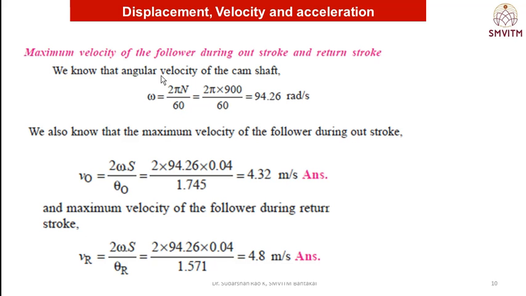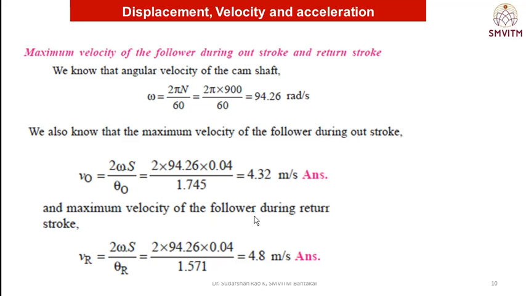The speed is given as 900 rpm, converted into angular velocity omega equals 2 pi N by 60, which is 94.26 radians per second. Then for uniform acceleration and retardation, maximum velocity equals omega S by theta naught, where theta naught is the outstroke angle, 100 degrees, converted into radians, 1.745 radians. So the velocity is 4.332 meters per second.